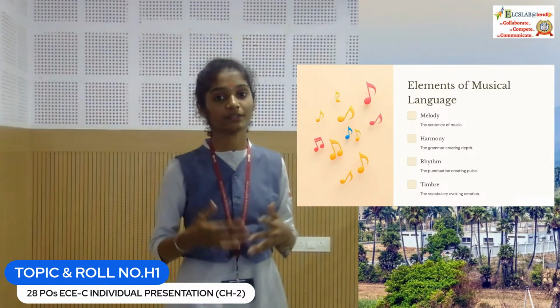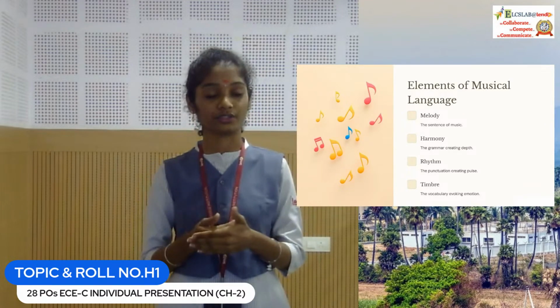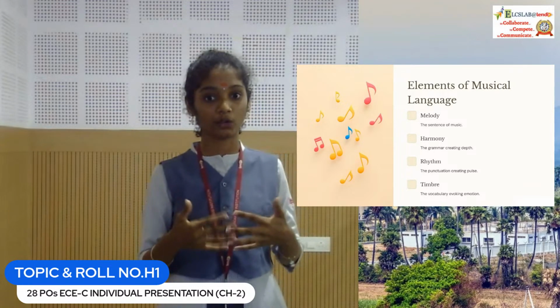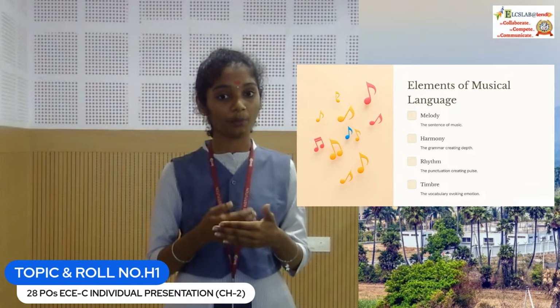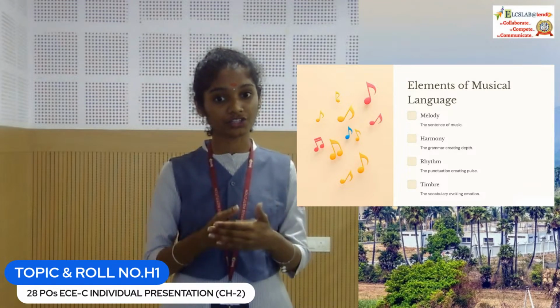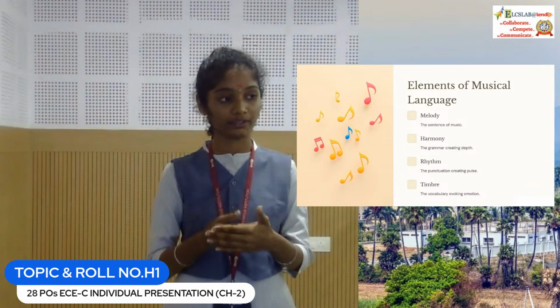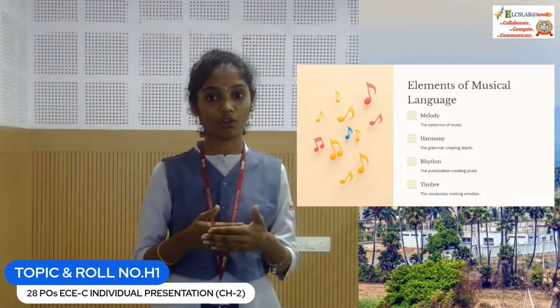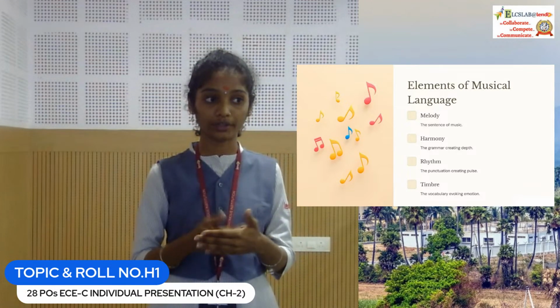Elements of music language. Melody, the sentences of music. There are four types of music languages. Melody, the sentences of music. Harmony, the grammar creating depth. Rhythm, the punctuation creating pulse. Timbre, making the emotion, the vocabulary echoing emotions.